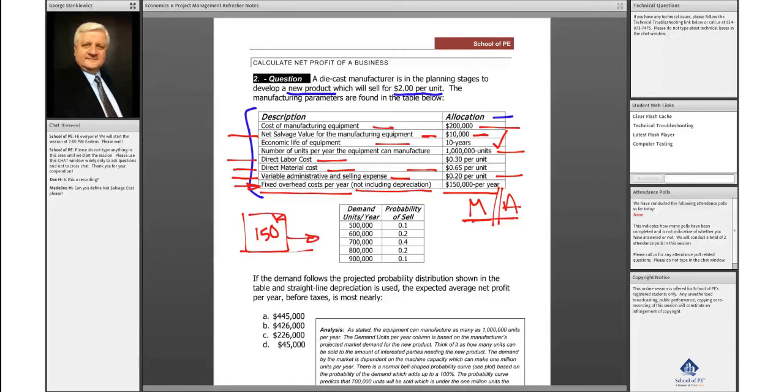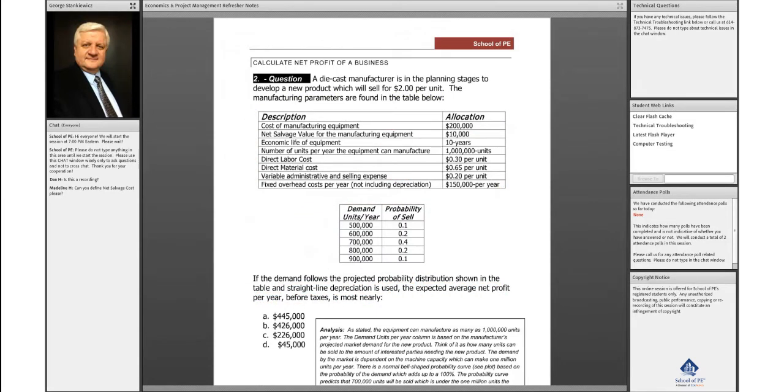We also have some additional information provided for us in this little table here. The problem goes on to say, if the demand follows the projected probability distribution shown in the table and straight line depreciation is used, the expected average net profit per year before taxes is most nearly what? So this is our assignment. We take a look at all the parts for this, and now we're ready to start our analysis and go through the steps.